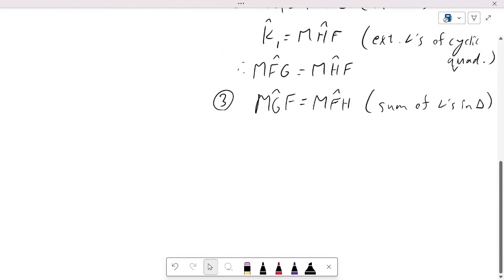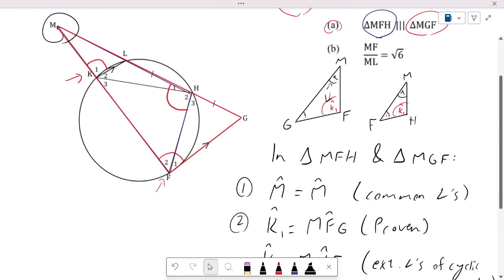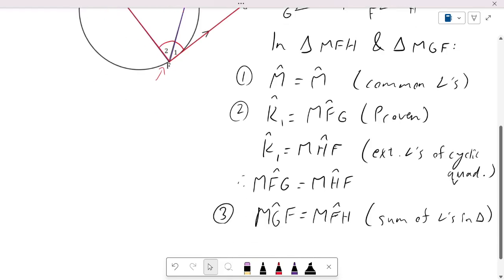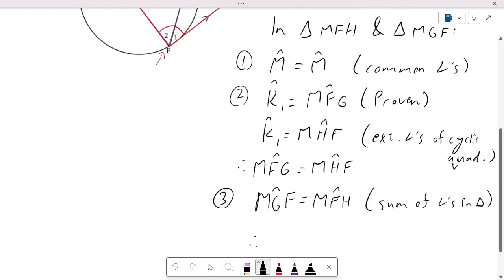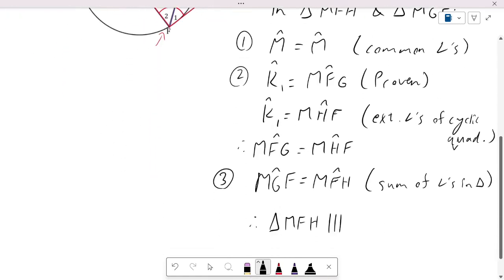Okay, cool. Now that we have proven that all three of the angles are equal, we can conclude that therefore triangle MFH is similar to MGF. And the reason that we used was angle, angle, and angle.